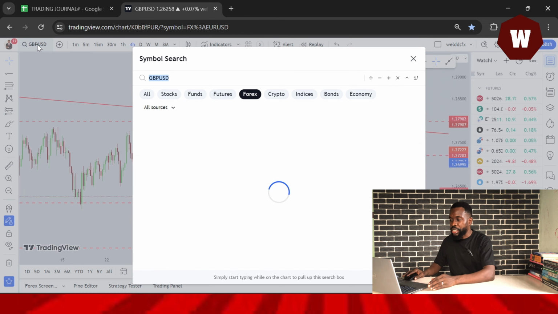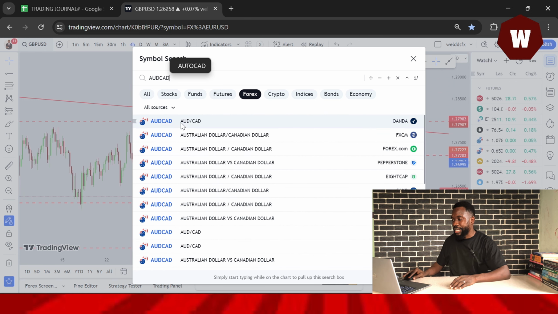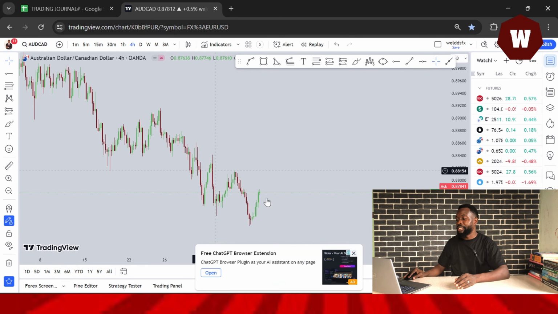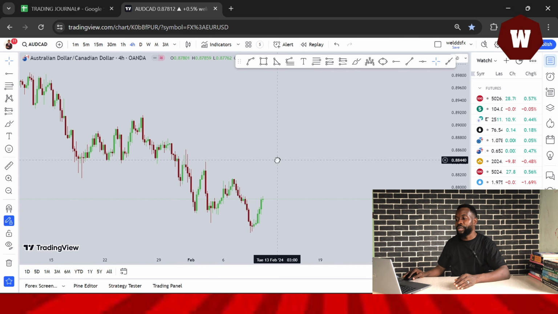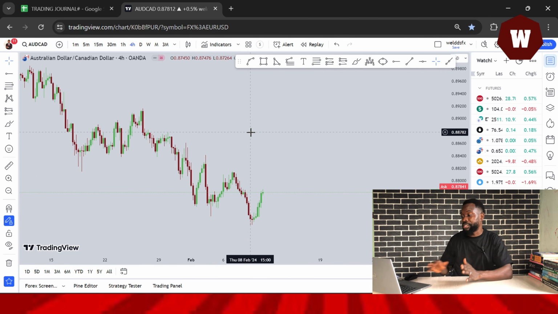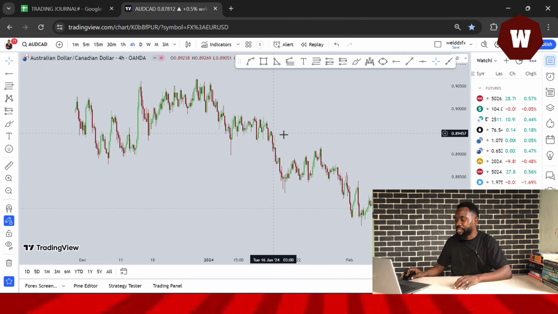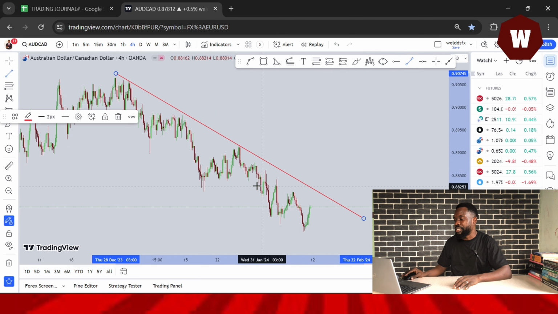So let's go to the chart and search for AUDCAD, Australian dollar against the Canadian dollar. This currency pair, I think, is one that can give us money within this week that we are entering, so we can pay good attention to this. On the 4-hour time frame, you see that this trade is in a very clear downtrend. Take a trend line, and you can see the trend is clearly a pure downtrend.